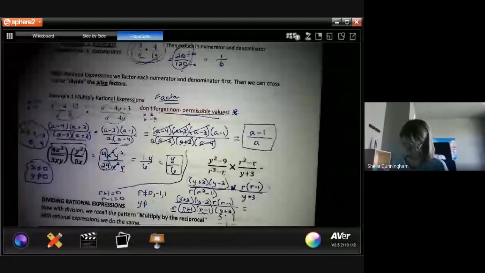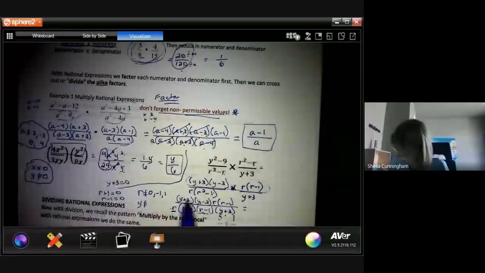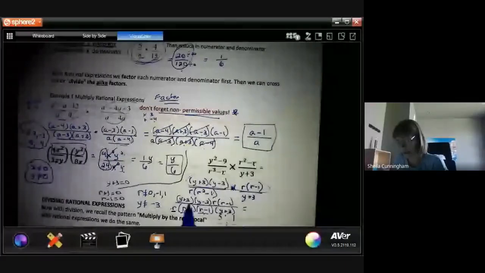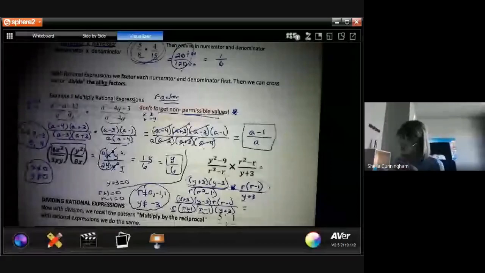And for y, if I did the same thing, I'd say y plus 3 equals 0. If I solve for y, I find out that y can't equal -3. So if I put a -3 in for y, this is going to come out to 0. If I put a -1 in for r, I'm going to get 0 here. And if I multiply those all together, I'm going to get 0 on the bottom. So those are my non-permissibles. I'm only looking at my denominator for my non-permissibles, right?